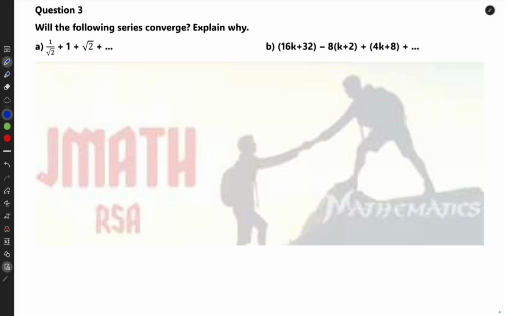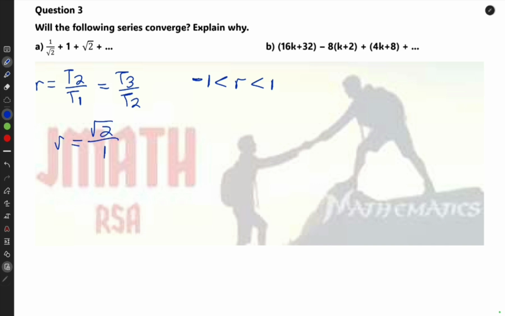Question 3, will the following series converge? Explain why. Now, very important, as we saw in the previous lesson video, something converges if R lies between minus 1 and 1. So if I can say R is 0 comma something, then it converges. So remember, my formula for R is just term 2 divided by term 1, or term 3 divided by term 2. In this case, it would be much easier to just take term 3 divided by term 2. So root 2 over 1 would then just give me my R value.